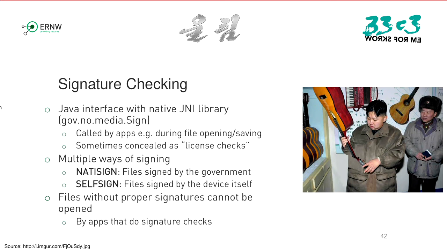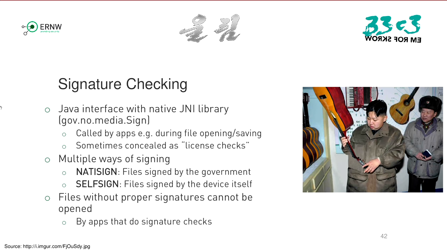These are done basically with a native library in Java, so each and every application can use this native library from within the Java source code. The package is actually called government no media, which is quite interesting. It's actually called when you are, for example, opening a file in what we saw, the office suite.